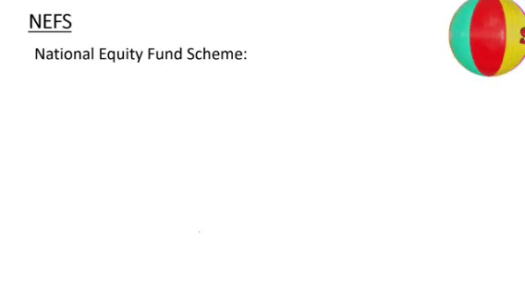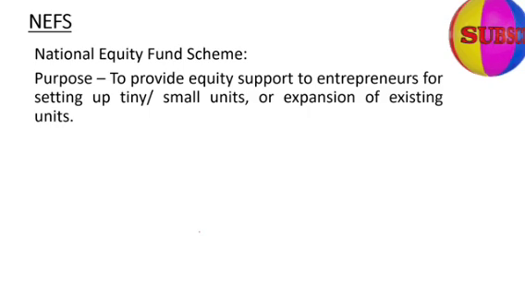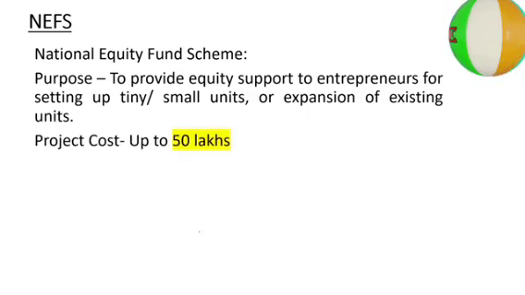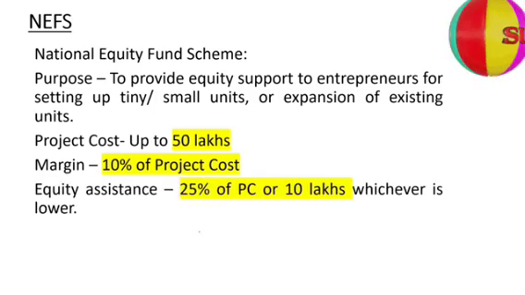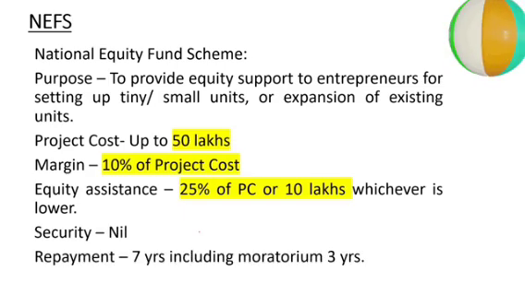Then NEFS, National Equity Fund Scheme, for equity support to small or tiny units. Project cost up to 50 lakh. Margin will be 10% of project cost, and 25% of project cost or 10 lakh, whichever is lower, can be given as equity fund scheme. No security, repayment 7 years, including moratorium period of 3 years.